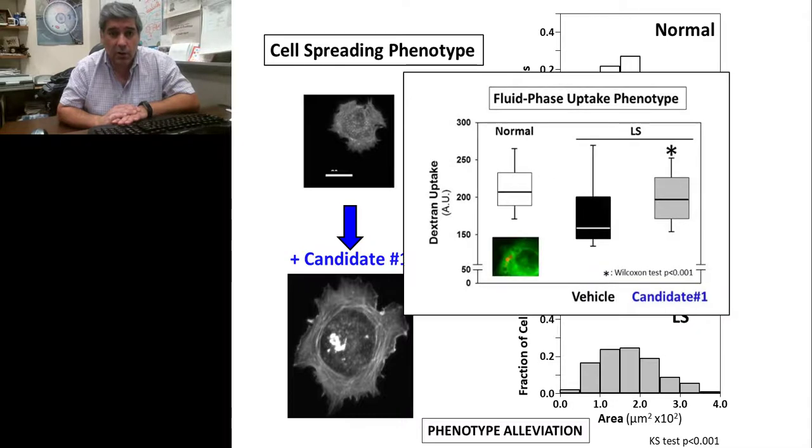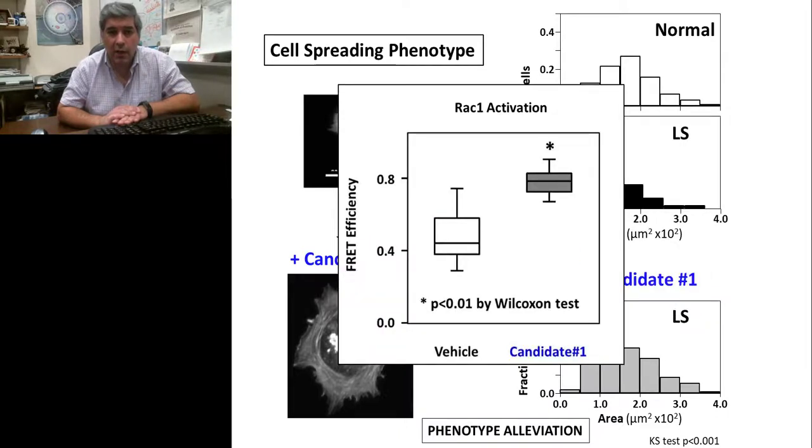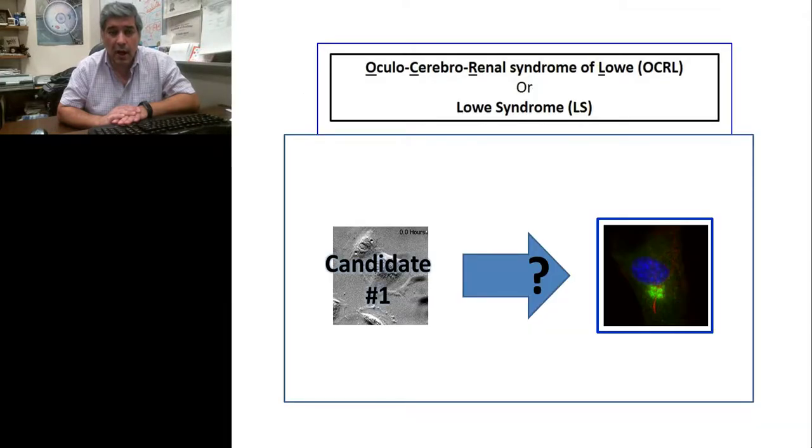And it not only rescues the spreading, but it can also rescue the fluid phase uptake, another phenotype that I didn't refer to. It also depends on RAC and Rho activation, and is affected in these patients. It can be rescued with this candidate drug, and it also can rescue the activation of RAC. So obviously we immediately asked whether this candidate number 1 was able to rescue the primary cilia defect, and unfortunately the answer is no, it cannot.